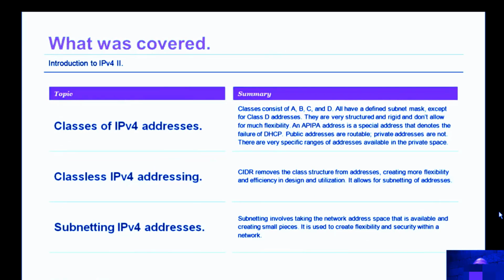Now that concludes this session on the introduction to IPv4 Part 2. I talked about classes of IPv4 addresses. I then moved on to classless IPv4 addressing, and we concluded with a brief discussion on subnetting IPv4 addresses.